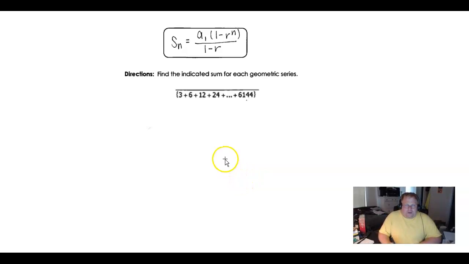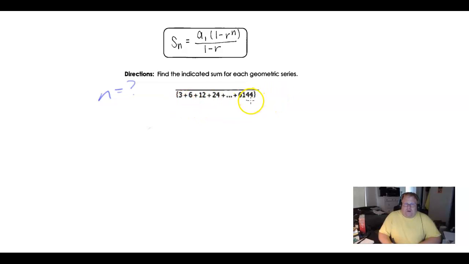Right. This video is to show you what to do when you're asked to find the sum of a geometric series and they don't give you the number of terms. So what's happening here is n is unknown. We don't know what it is. Usually they would have an S and a number after it to tell us how many numbers we're going to add up.